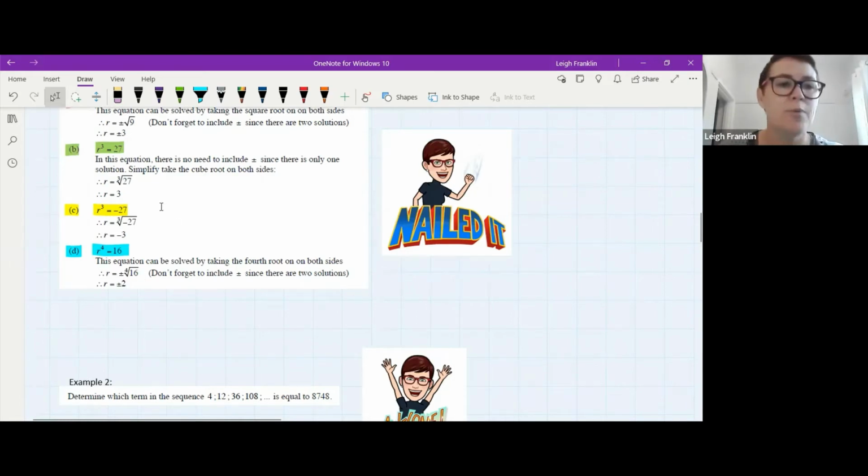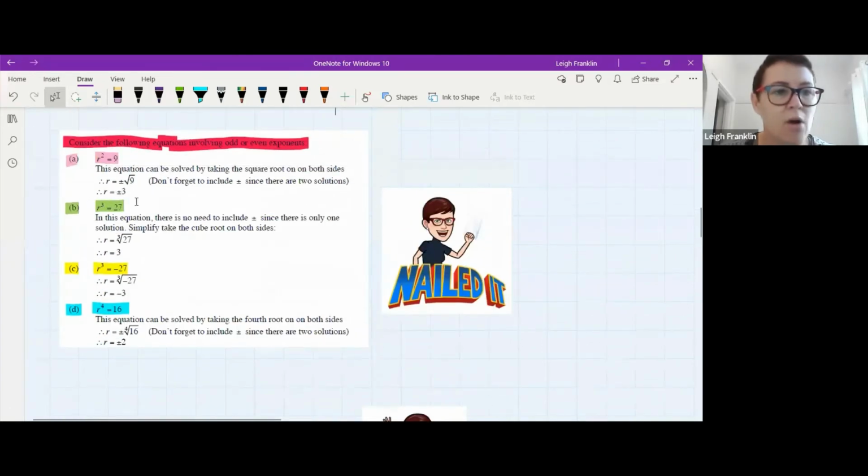When it comes to exponents that are odd, the same rule doesn't apply. So if we look at B, r cubed is 27, the cube root of 27 is 3. If we look at C, r cubed equals negative 27, the cube root of negative 27 is negative 3. So there's only one solution in that case. All right, but if r squared or r to the power of 4 or r to the power of 6 or any even number, any multiple of 2, remember your answer could be positive or negative. Okay, so that's something that we tend to forget.